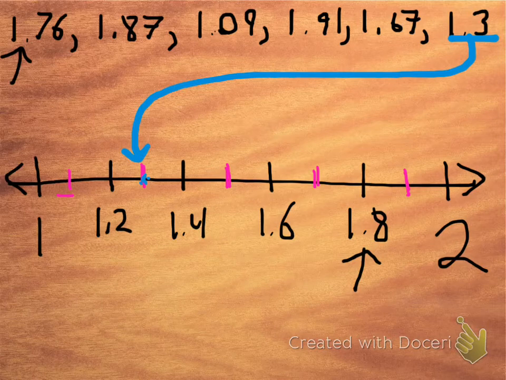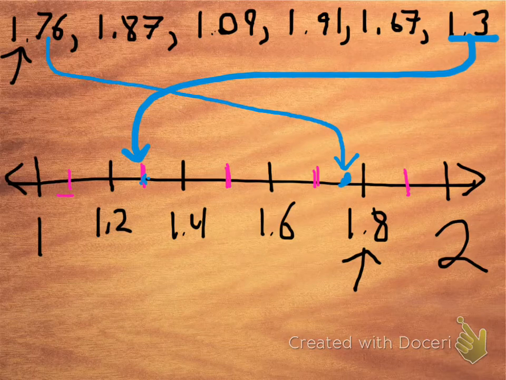1.76, well, right here is 1.8 over here, and 1.76 is going to be right between the pink mark, which is 1.7, and the 1.8. It's going to be a little bit closer to 1.8, so it's going to basically be right about there. Okay?